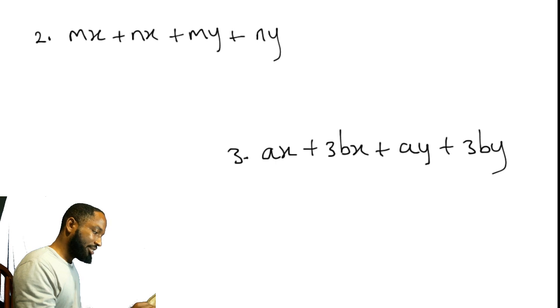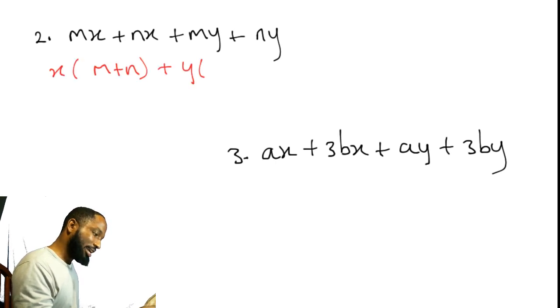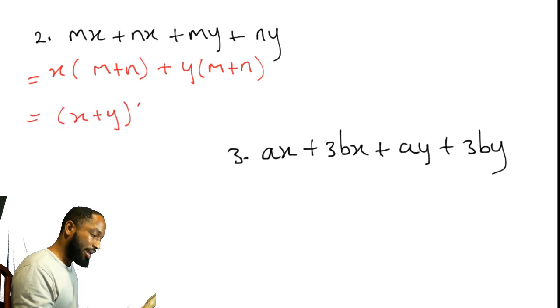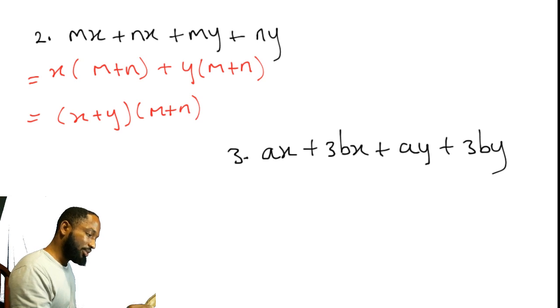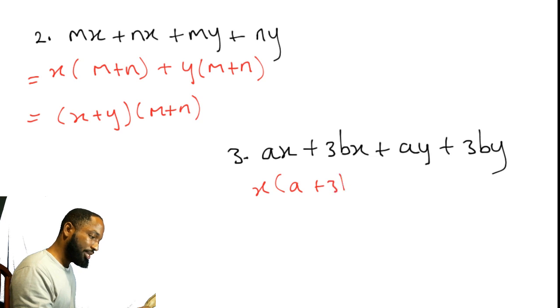So the correct answer: x into m plus n plus y into m plus n. You always need to see the two things there the same, otherwise you do some kind of madness and you need to go and sort it out. So x plus y, m plus n. And now let's see what's common here. What's common here is the x. So x into a plus 3b.